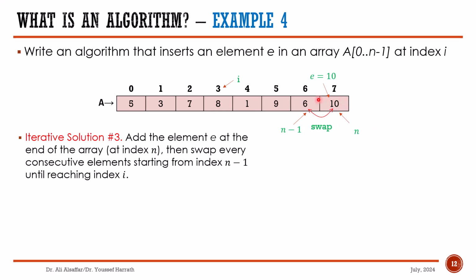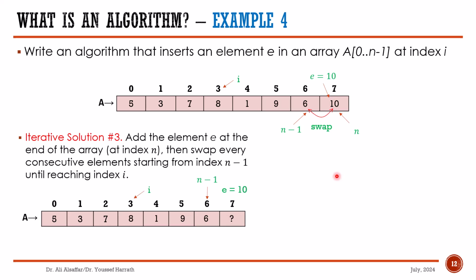So we will swap the numbers 6 with 10. When we go back one step, we will swap these two elements. When we go back one step again, we will swap these two elements until we reach the element at index I. Let me show you a demonstration of how the algorithm works on this example. In this example, we want to insert the value 10 at index 3. The first step of the algorithm is to add the new element at the end of the array.